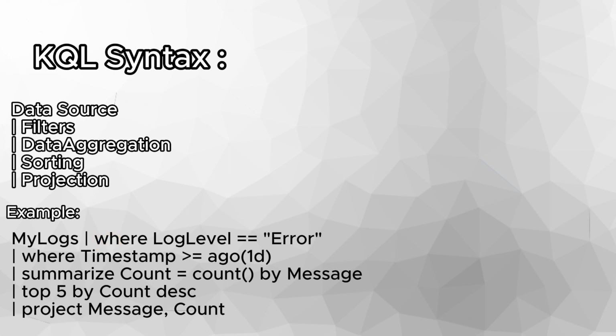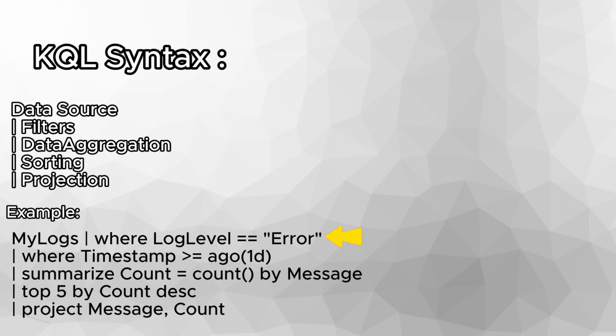Following the data source is a pipe character, and pipe characters are used to chain operations together in KQL. The output of one operation becomes the input for the next, and this allows you to perform a sequence of transformations on the data. For example, where log level equal error.